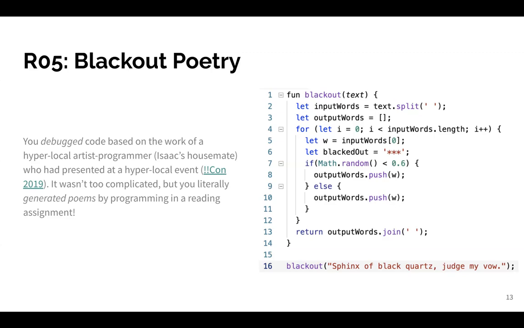So you got a talk video that was 1 year out of date, but the speaker, who turns out to be Isaac's housemate, is another hyperlocal artist programmer, and the code you were writing in here was generating poems. They were kind of simple, but you debugged this code to the point where it could make remixes of, was it Sphinx of Black Quartz, Judge My Vow, and it was putting the right number of stars in the right places with the right amount of randomness, in a language that at that point a lot of you had written almost no JavaScript in, and here you are making or editing a poetry generator in this new language.